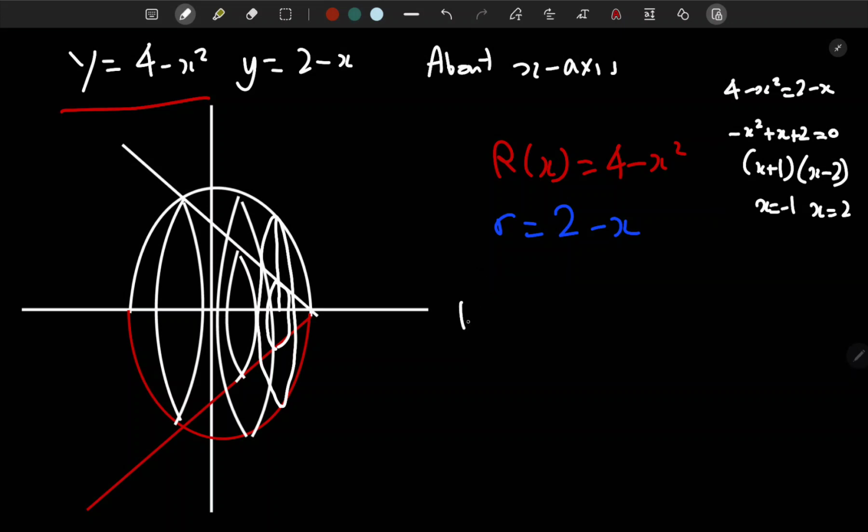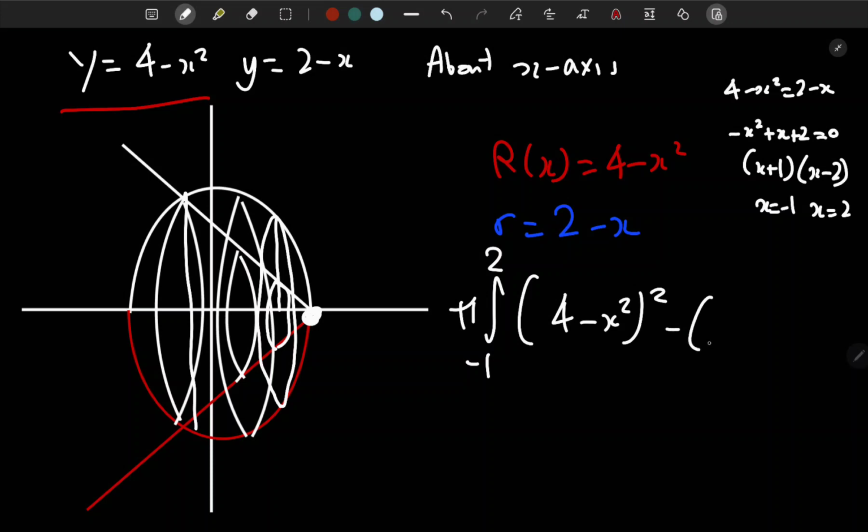And now let's just plug in the formula. It will be pi. The limits is always the intersections, which we found over here. So -1 and 2, and we can even visualize over here. So this is the first intersection, and this is the second intersection. So -1 to 2, and then the outer radius squared, so 4 minus x squared, minus 2 minus x squared, dx, and you integrate this normally. And integration is not a problem here. It's very simple. We just expand everything and we simplify it, and then we integrate it. So that shouldn't be an issue.